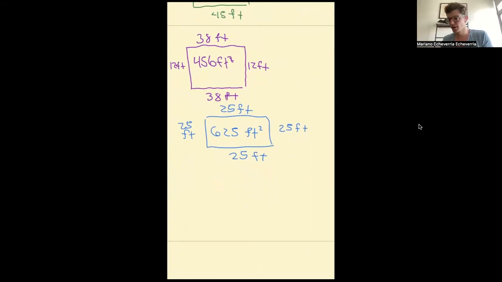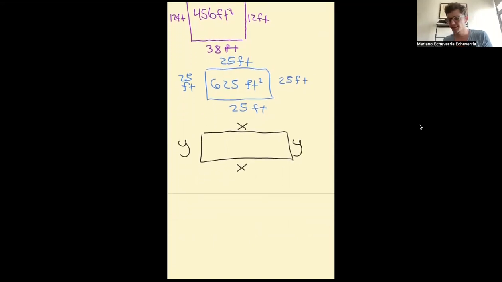Well, the way to set up this problem is to say, I don't actually know what the sides should be. That's what I'm trying to determine. So let's just call the sides X and Y, right? And so what's the area? The area is going to be X times Y, right?